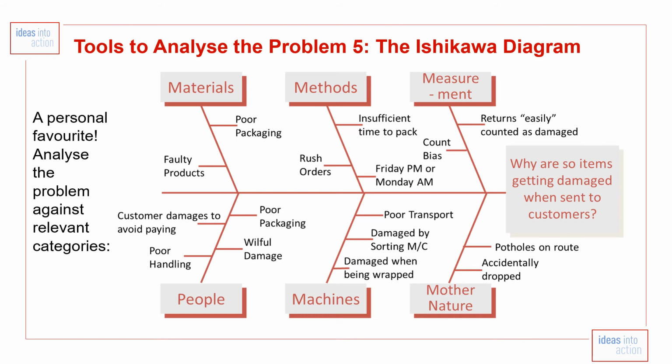So in this example, we have the problem, why are so many items getting damaged when sent to customers? And the team have analyzed possible causes behind that problem into the 6 headings given. In terms of measurement, it could be that returns are being counted as damaged goods rather than returns. Under methods, it might be that there's insufficient time to pack properly given in the procedure, or rush orders cause a problem. Under materials, it might be poor packaging materials or faulty products in the first place. Under people, we might have again poor packaging skills, poor handling skills. Under machines, we might have the wrapping machine causing damage, or the sorting machine even causing damage, or poor transport issues. And under Mother Nature, we have accidental breakages or potholes in the road.